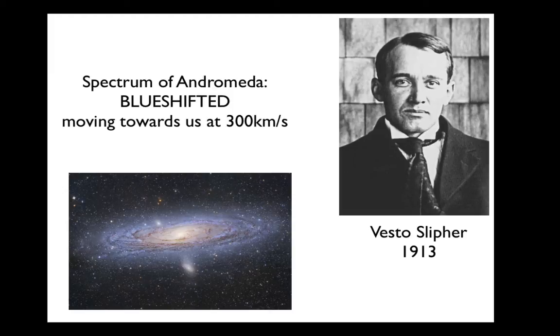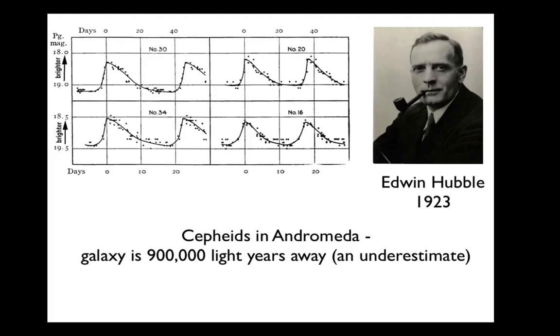This seemed to indicate that if something was moving this fast, it couldn't belong to our galaxy, because you don't expect things to be moving so much faster than everything else in the galaxy. But it wasn't until an actual distance measurement could be made, and this was made by Edwin Hubble in 1923.